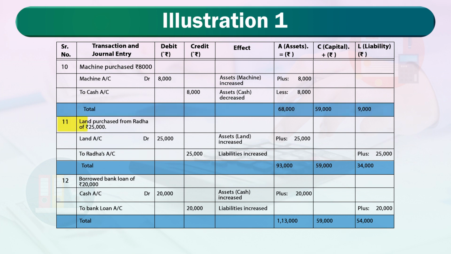Next transaction is land purchased from Radha for rupees 25,000. Land is also an asset of the business.